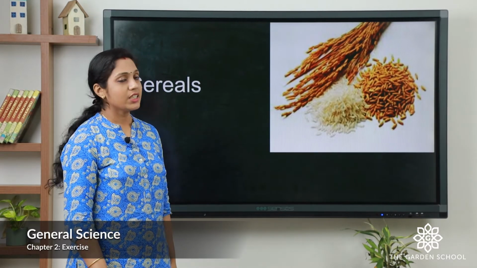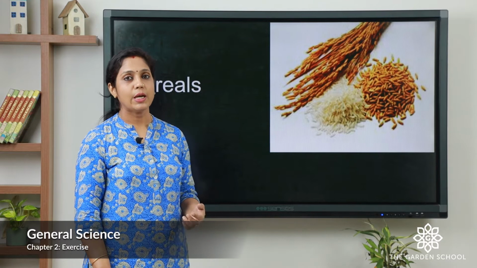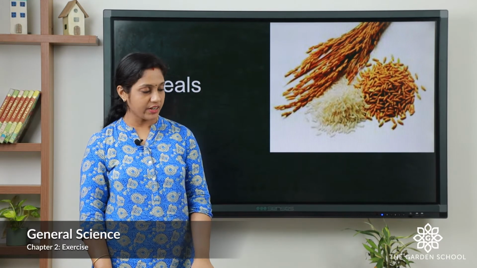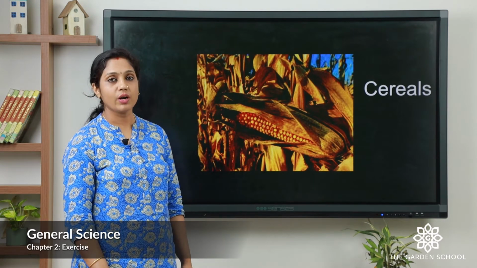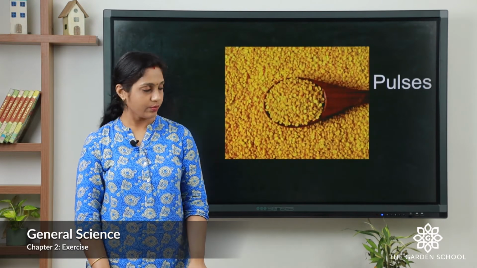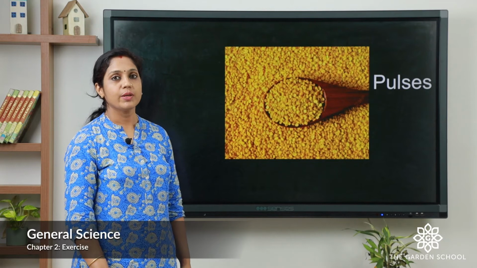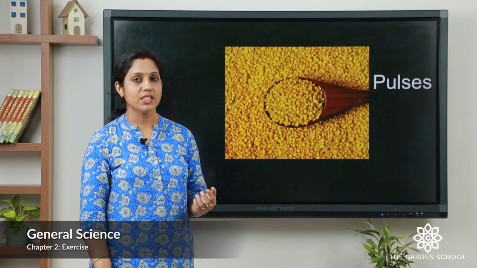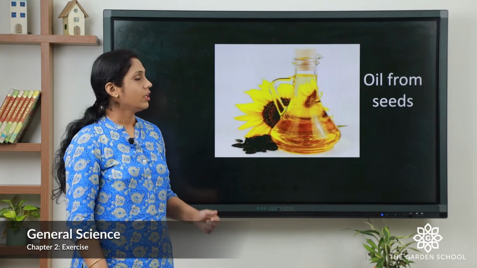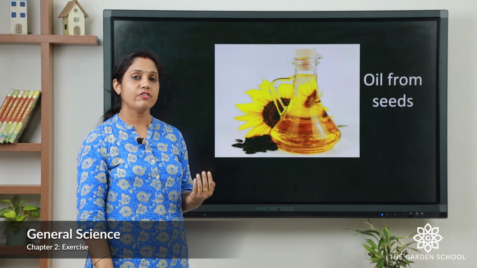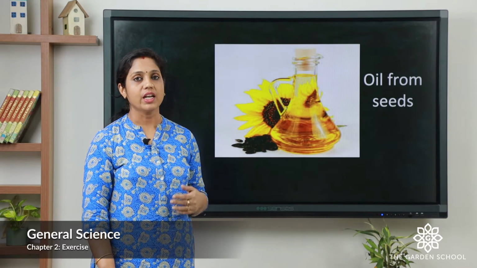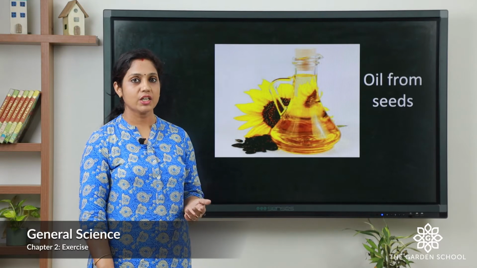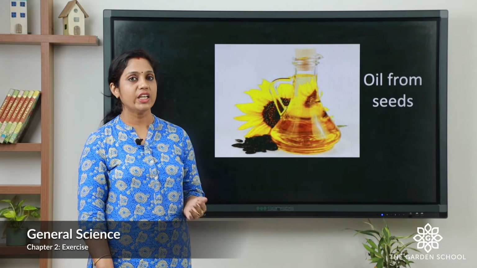We also learned that rice, wheat, maize, corn are seeds and we call them cereals. Here's a picture of a corn and that is a cereal. And we also learned that seeds like bean, pea, gram are pulses. We learned that from different seeds we get oil like sunflower oil, coconut oil, groundnut oil, mustard oil are all oil that we get from seeds.